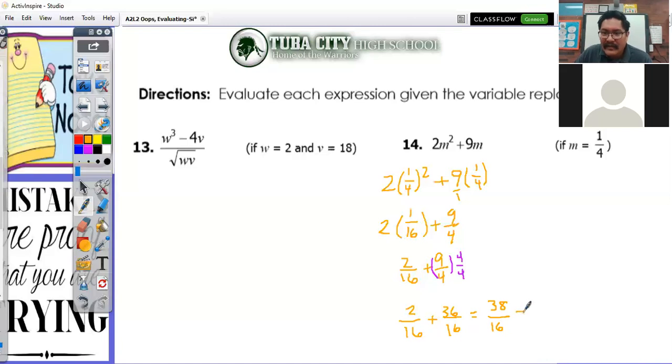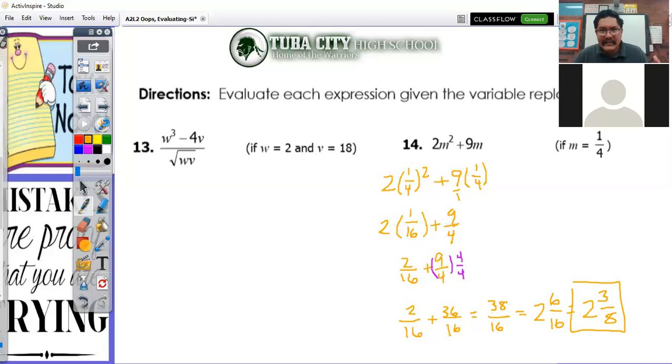But anyway, now we can go ahead and reduce this. So 16 divides into 38 twice. So 16 times 2 would be 32. 38 minus 32, so that's going to be 6/16. And again, reduce this fraction. So 6 and 16 can both be divided by 2. So divide this by 2 and take that and divide this by 2.